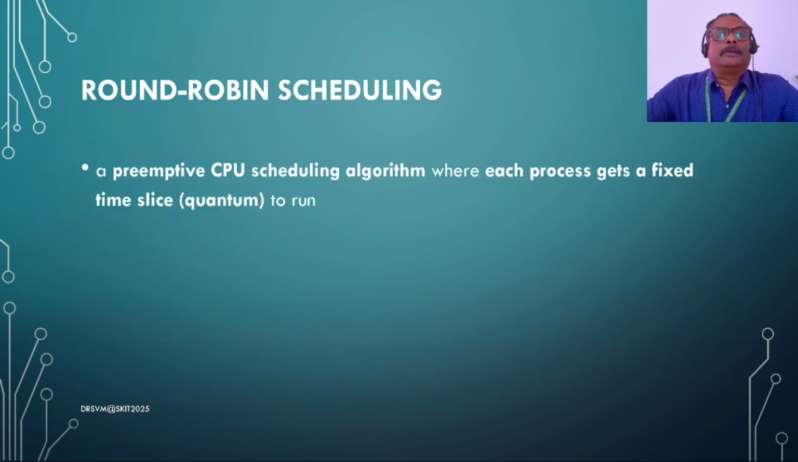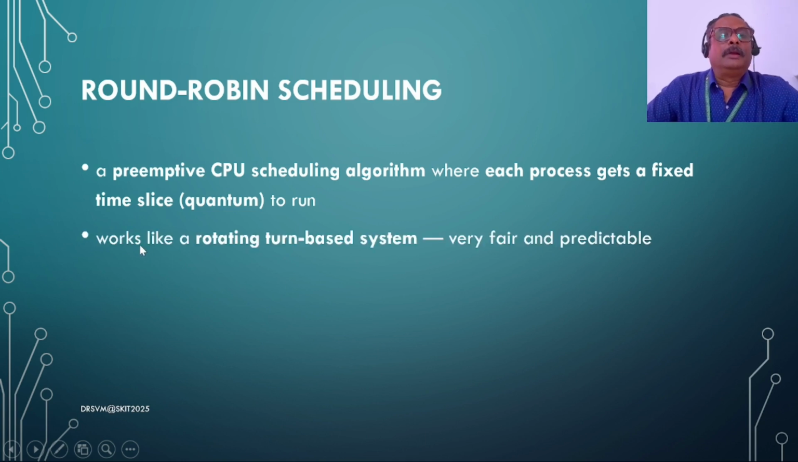So round robin scheduling is a preemptive CPU scheduling algorithm where each process gets a fixed time slice or quantum to run. It works like a rotating turn-based system and is very fair and predictable. So we know that first P1 comes, then P2 comes, then P3 comes, then P1 comes, then P2 comes, then P3 comes, and so on.